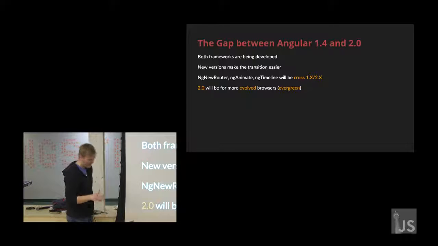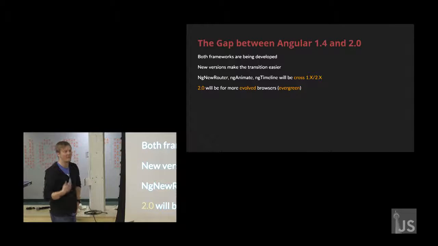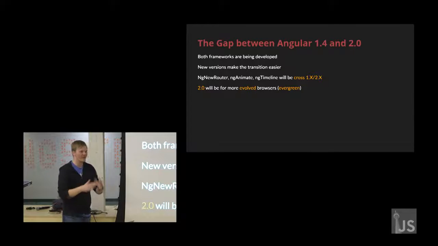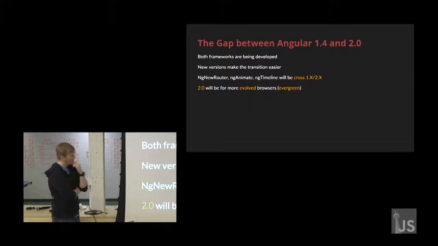And the main thing with 2.0 is that it's going to target evergreen browsers, which are browsers that update themselves automatically when new versions come out. If you think about an evergreen tree, it just grows and grows and grows. And I think that the latest version of IE is evergreen. Another thing is that there are all these other features in Angular, such as ng-animate and the router. They're being developed right now to support both 1.x and 2.x in the same code.